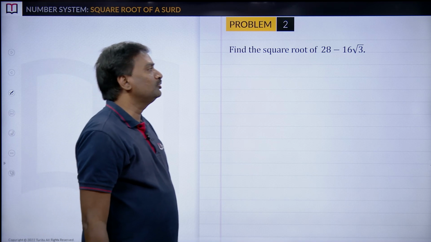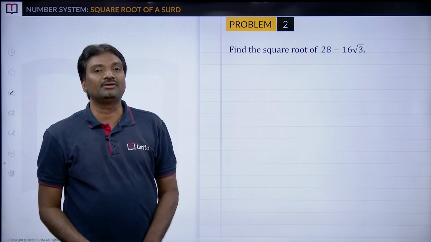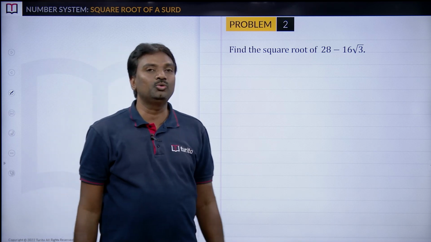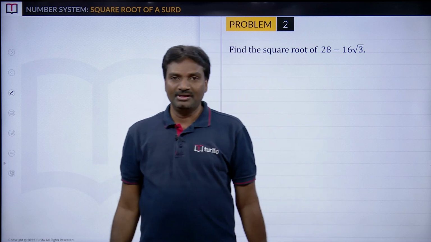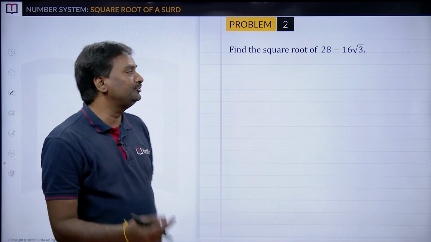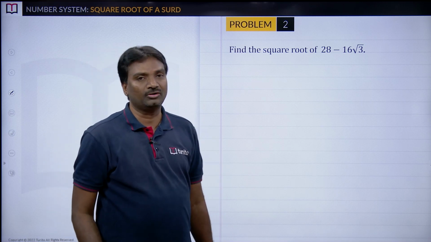So find the square root of 28 minus 16 root 3. Can anyone say how to express this to find the square root? First I can explain how to find the square root of this by using the general method. Next we can use the shortcut method.